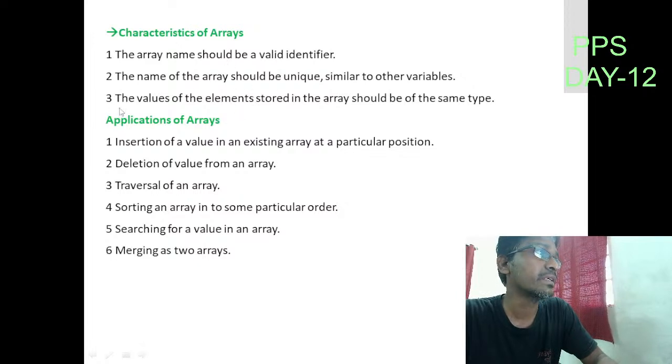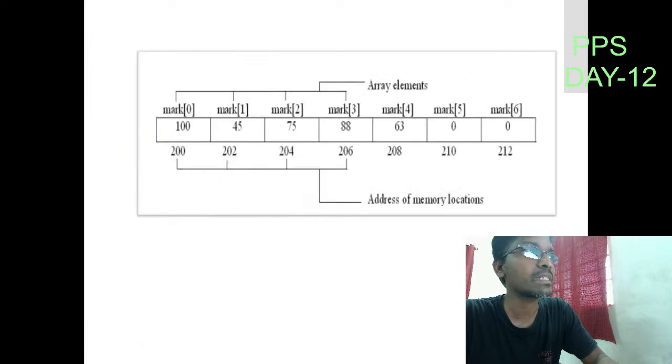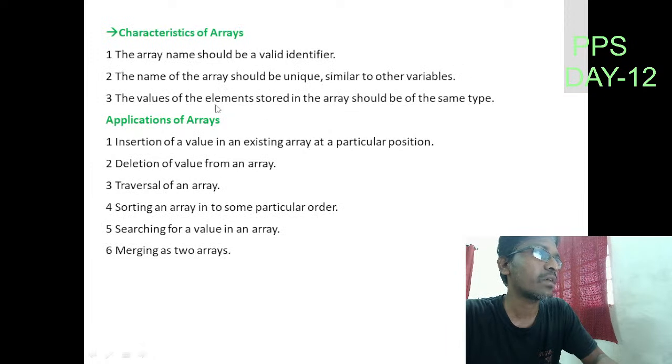Another characteristic of an array, the third one, is that the values of the elements stored in the array should be of the same type. The values stored into the memory should be of the same data type. Here I am using all integer data types only. So the values of the elements stored in the array should be of the same data type only.